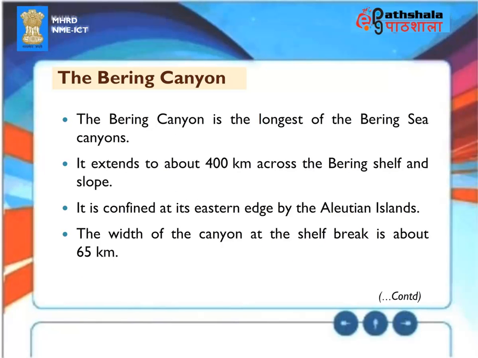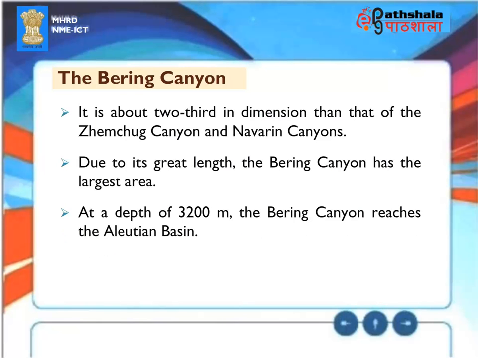The Bering Canyon is the longest of the Bering Sea canyons. It extends about 400 kilometers across the Bering Shelf and slope. It is confined at its eastern edge by the Aleutian Islands. The width of the canyon at the shelf break is about 65 kilometers. It is about two-thirds the dimension of the Zhemchug Canyon and Navarin Canyons. Due to its great length, the Bering Canyon has the largest area. At a depth of 3,200 meters, the Bering Canyon reaches the Aleutian Basin. Monterey Canyon.